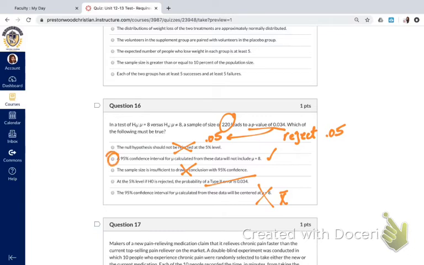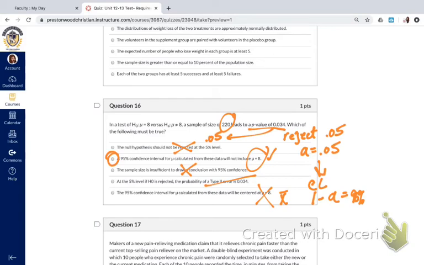The reason why this is correct is because going back to the appropriate confidence level from your alpha, if alpha equals 0.05, the appropriate confidence level would be 1 minus alpha, because this is a two-tailed test, which would be 95%. So if we reject at 0.05, then we can 100% say that our 95% confidence interval is not going to include mu equals 8. And we can say that in a multiple choice question.